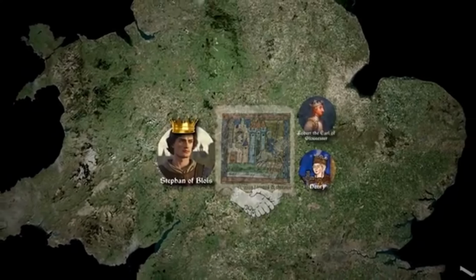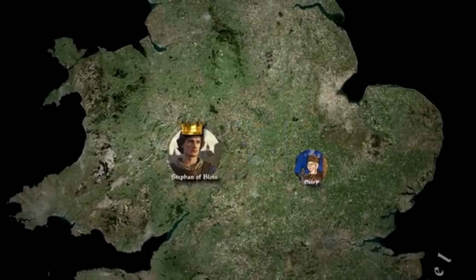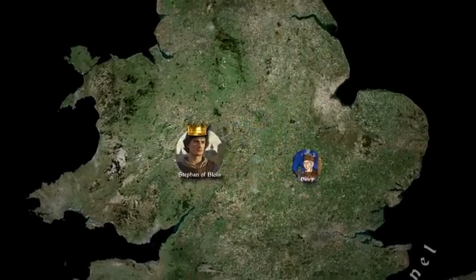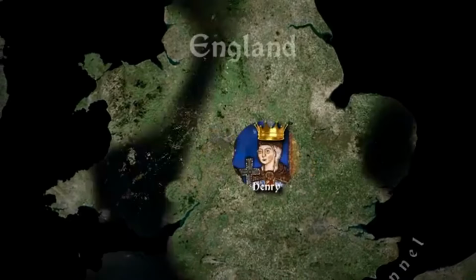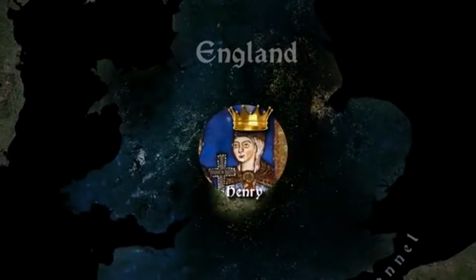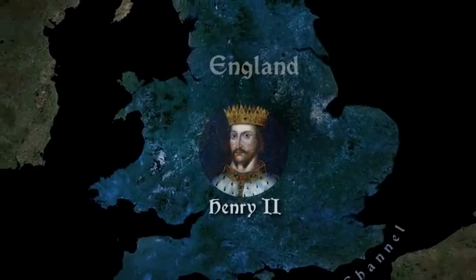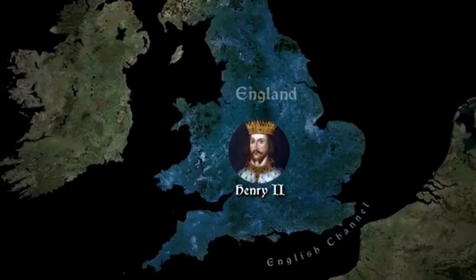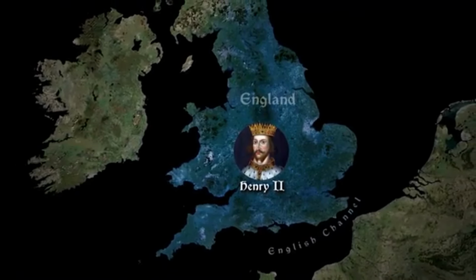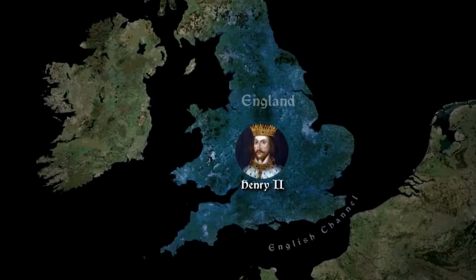As it turns out, Stephen only lived for another year and died in 1154 AD, passing the English throne to Henry. From the ashes of the Civil War, England was reborn under a new family, one that would eventually rule over the island for almost half a millennium. Introducing the Plantagenets.